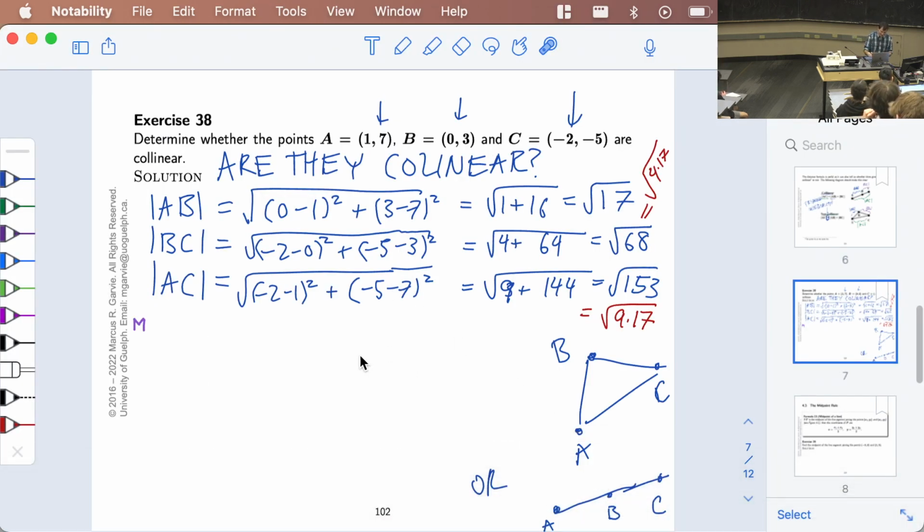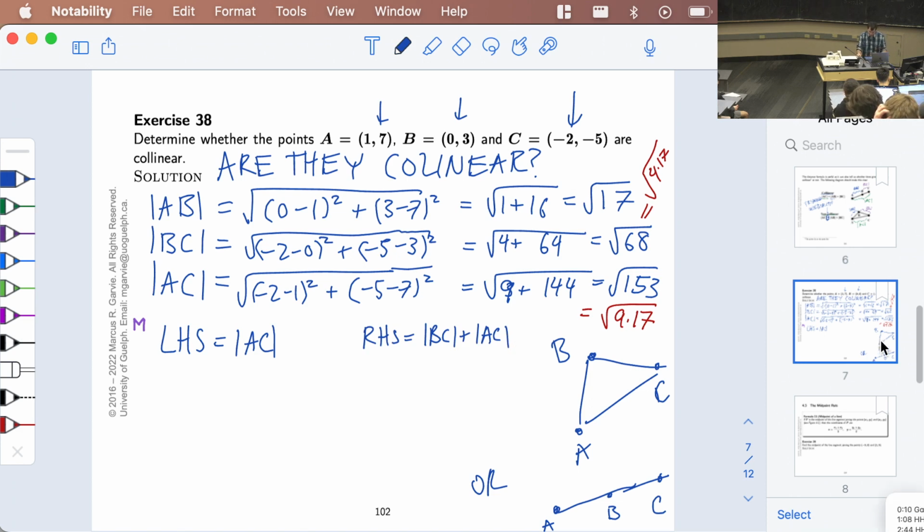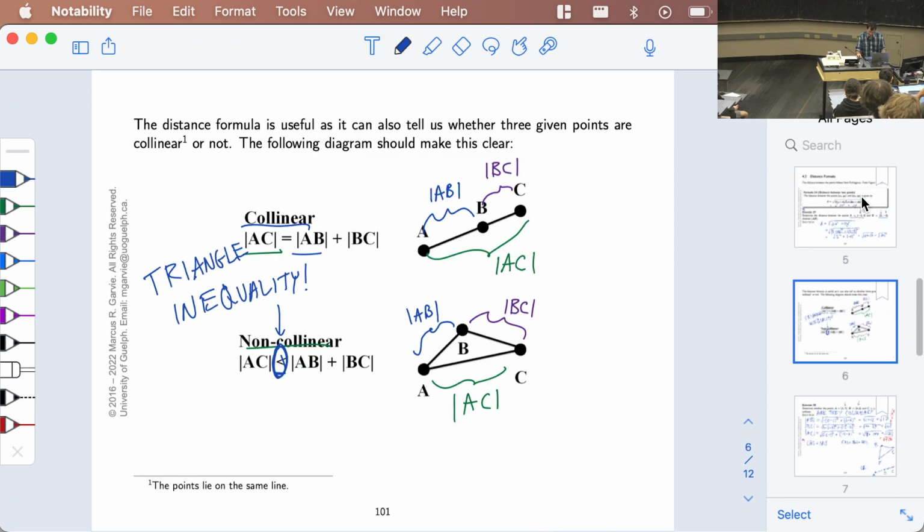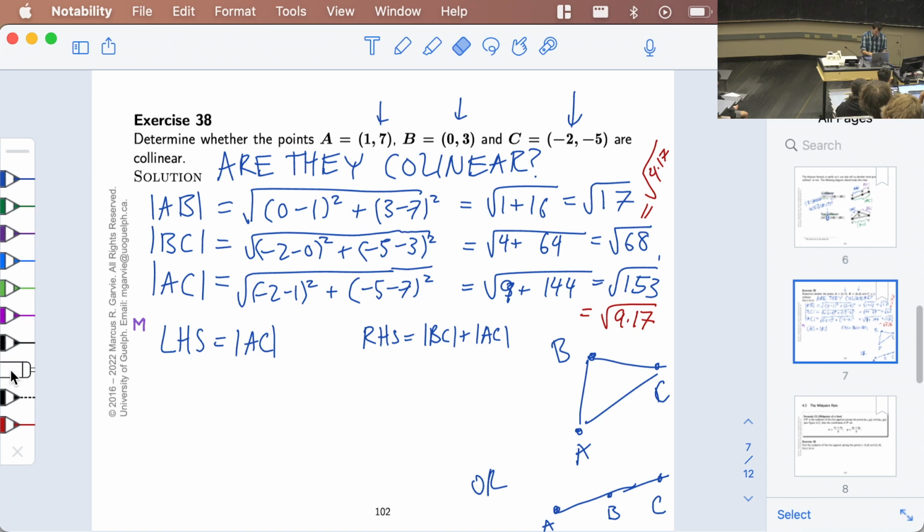And this is a classical case of having a left-hand side and a right-hand side. So the left-hand side is AC. The right-hand side is this sum, BC plus AC. Or do I want it the other way? I think I wanted AC, the longest one. AC is definitely the biggest one. So AC is on its own, which means the other two sides are AB and BC. So I didn't quite get that right. Let's fix that.